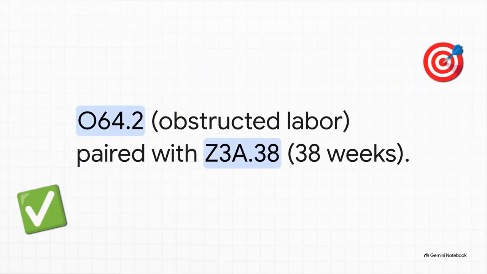Which triumphantly brings us to the correct selection, O64.2, for obstructed labor due to transverse lie. This flawlessly captures both the mechanical obstruction and the specific malpresentation. And, tying it all the way back to our foundational rules from the very beginning, we pair this with Z3A.38 to capture the 38 weeks of gestation. This ensures your record is completely compliant and accurate.